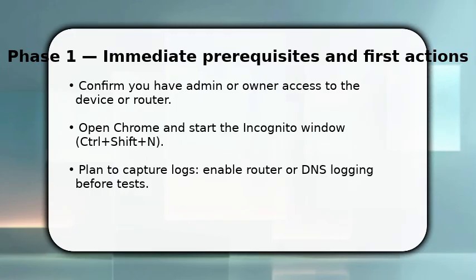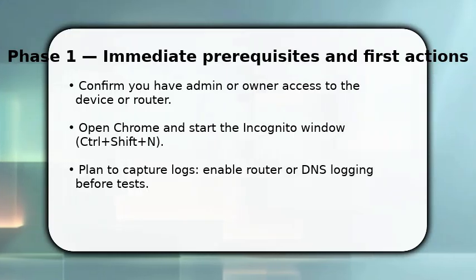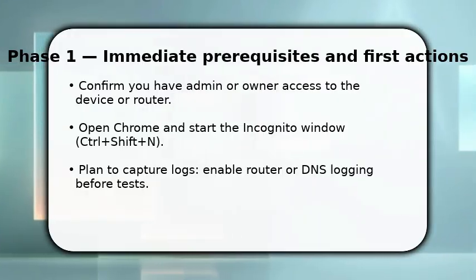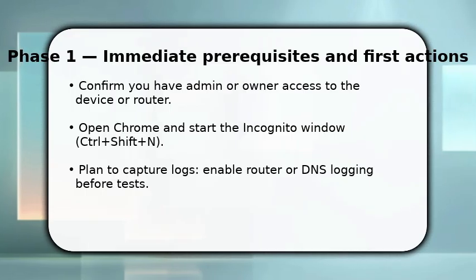You need control of the network or device, otherwise you cannot retrieve incognito activity. First, sign in as an administrator on the computer or router, and then open Chrome's incognito window. Once done, enable DNS or router logging so requests are recorded outside Chrome. Incognito stops local browser history, but the network still sees DNS and HTTPS connections.